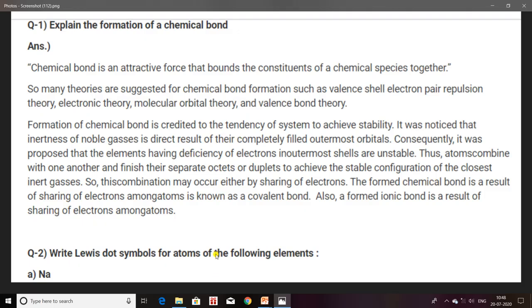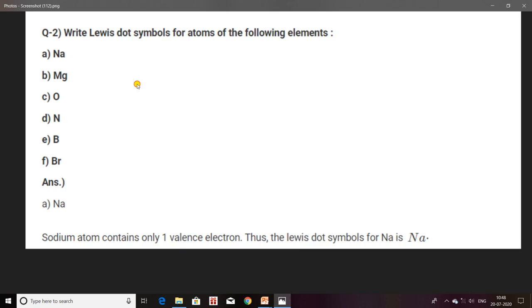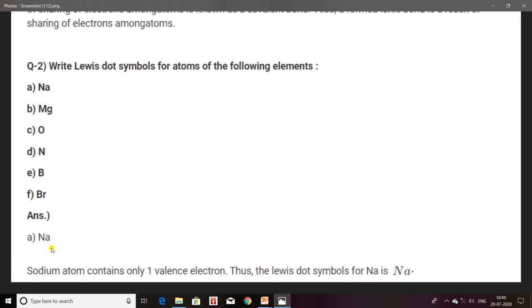Now second question is write Lewis dot symbol for atom of the following element. First one is sodium. Atomic number of sodium is 11. First you have to write down electronic configuration of sodium in your notebook. Yes, it is 1s2, 2s2, 2p6, 3s1. As you can see, the last electron is filled into 3s1, s orbital, right? So valence electron of sodium is equal to 1. Here we will represent 1 electron on sodium atom. So this is Lewis dot structure of sodium.